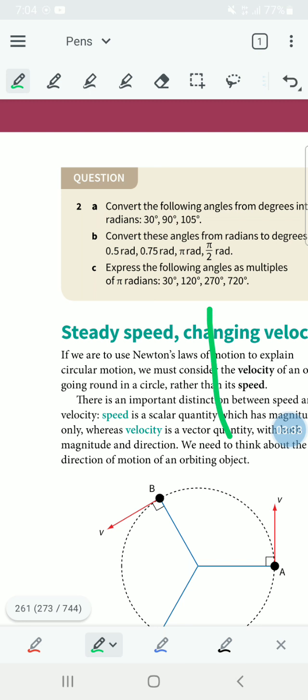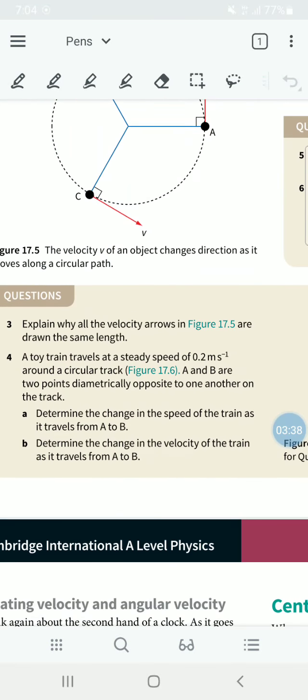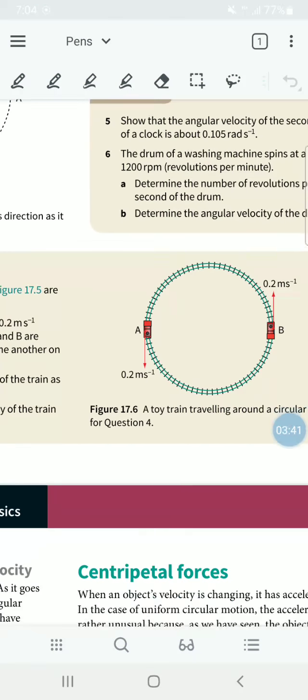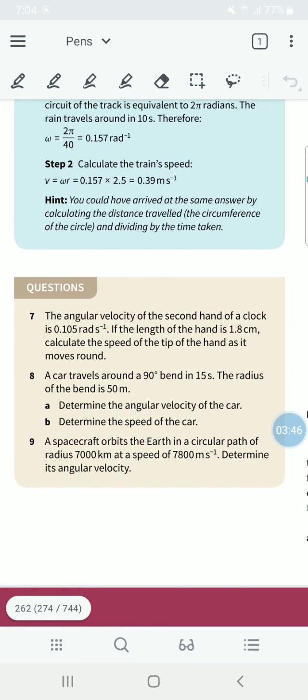Now let's go to question number 8. A car travels around a 90-degree bend in 15 seconds. The radius of the bend is 50 meters. Determine the angular velocity of the car.